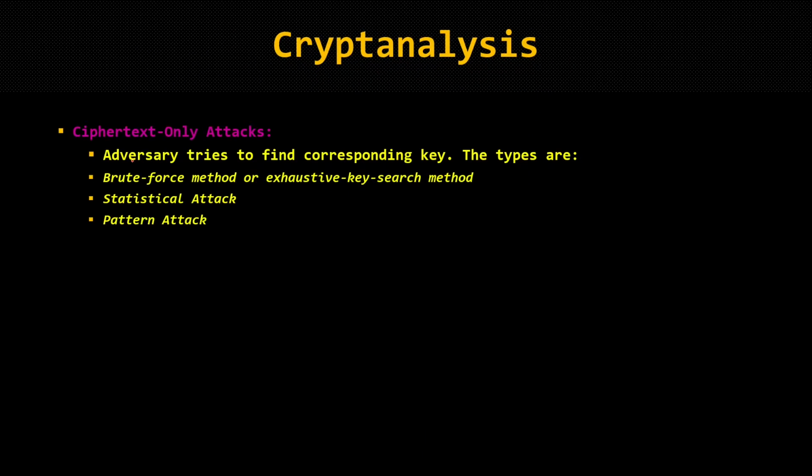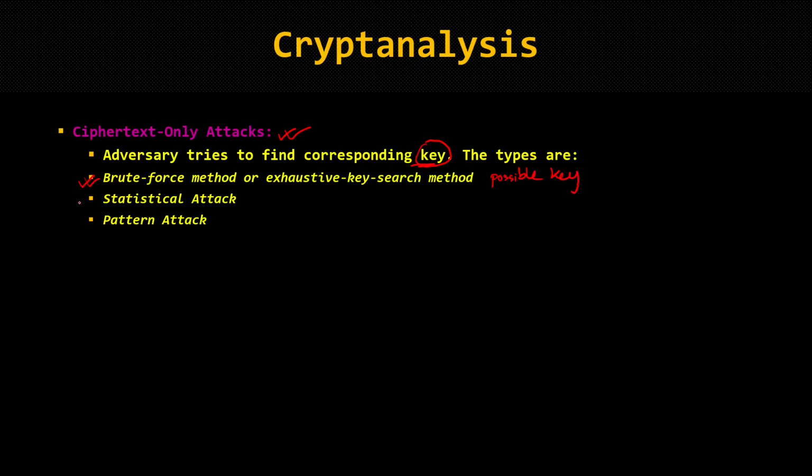The first cryptanalysis attack is the ciphertext only attack. In this ciphertext only attack, what happens? The adversary tries to find the corresponding key. So the adversary will try to find out the key so that it can generate the plain text from the ciphertext. Now it is of 2 or more types. The first type is the brute force attack. This brute force method, or the exhaustive key search method, is used by an attacker to search for the plain text by using every possible key.